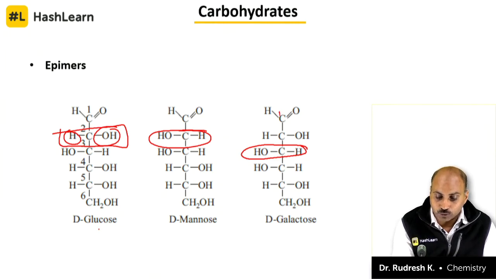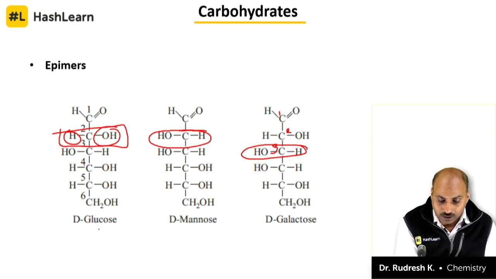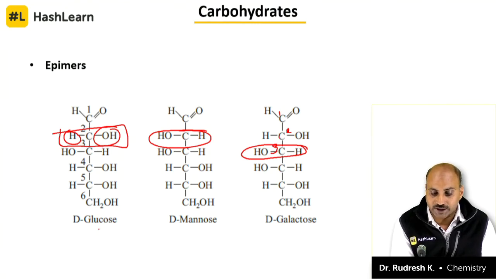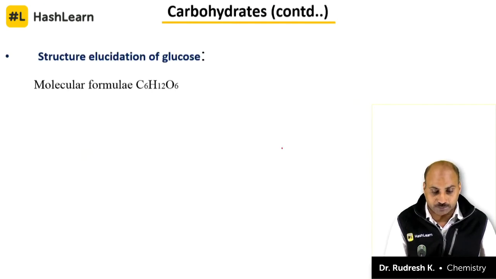That is what I am talking about: carbon number 1, carbon number 2, and this is carbon number 3. If you look, all the carbon number 3 are the same, but only at the second position, the carbon just below the carbonyl group, it changes. Those substances are called epimers. So epimers are those isomers which differ in the OH group at a particular carbon atom.